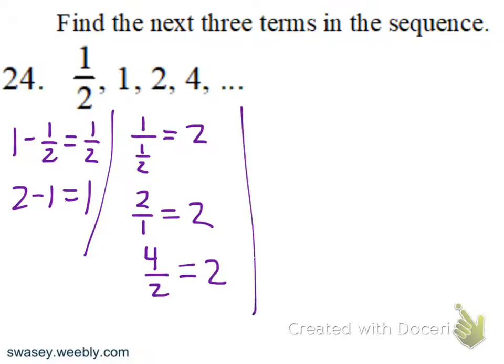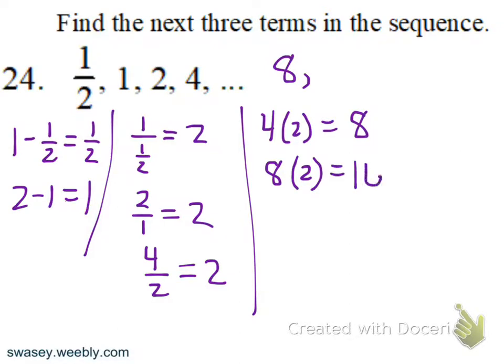So to find the next terms, we're going to multiply by 2. 4 times 2 gives us 8. 8 times 2 gives us 16. 16 times 2 is 32.